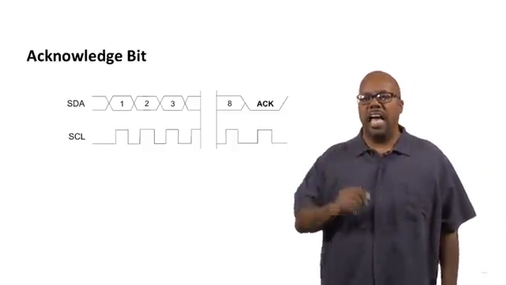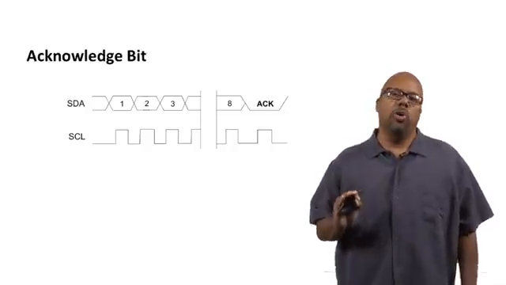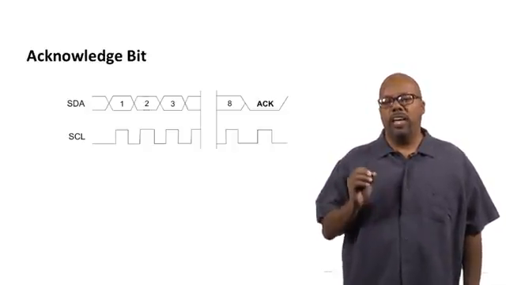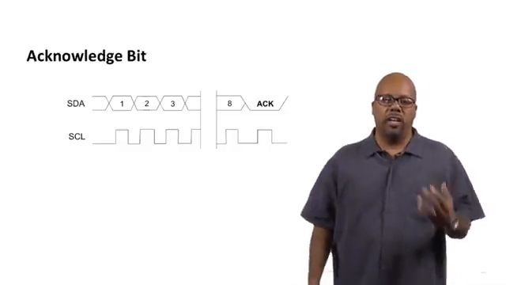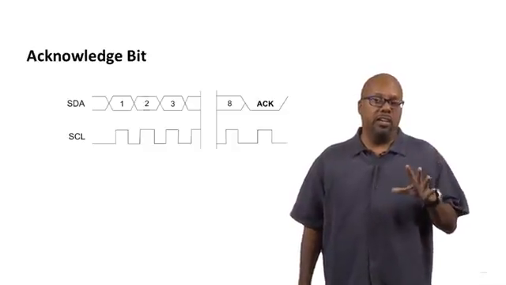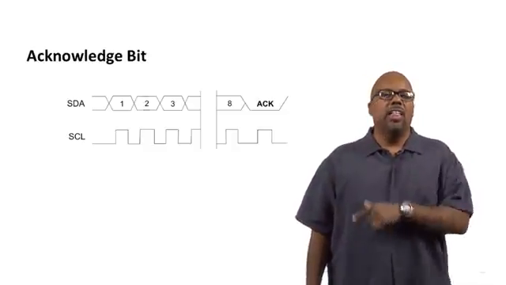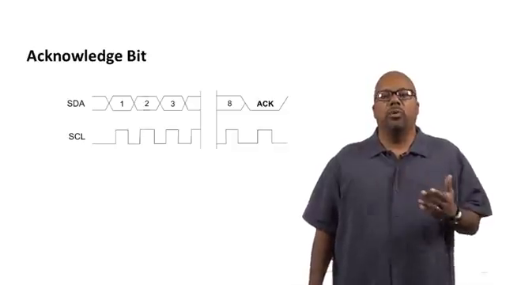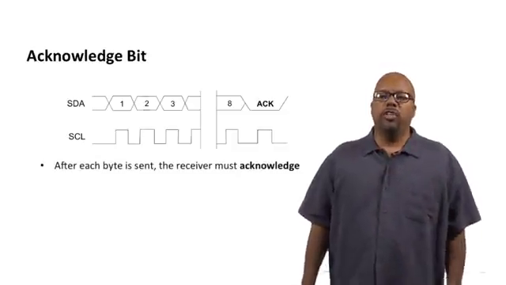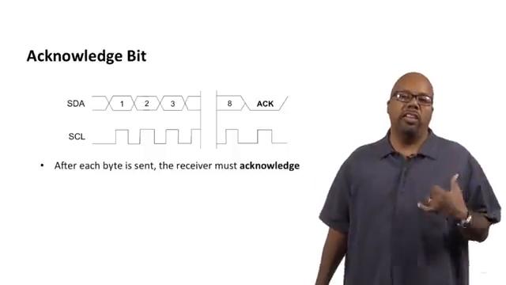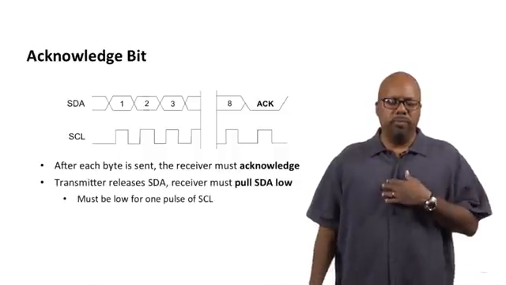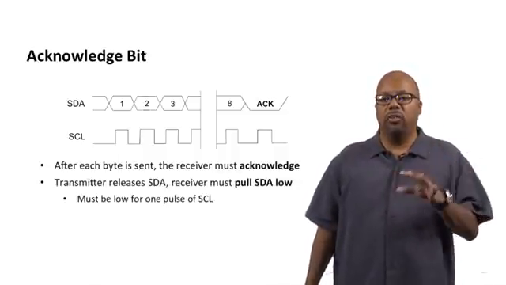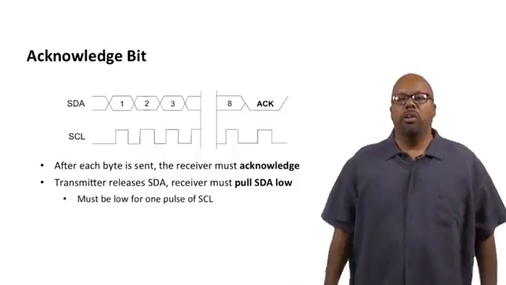That's called acknowledge. See where it says ACK? Notice that the SDA line is low when it says ACK. So at that point, for that SCL clock pulse, the receiver has to pull that SDA line low. That's an acknowledge. If it doesn't do that, then the sender has to assume that something went wrong and restart the communication. So after each byte is sent, the receiver must acknowledge by pulling that SDA line low, and the transmitter has to release the SDA line so the receiver can pull it low. It must be low for 1 pulse of the clock, or else your transmission's aborted.